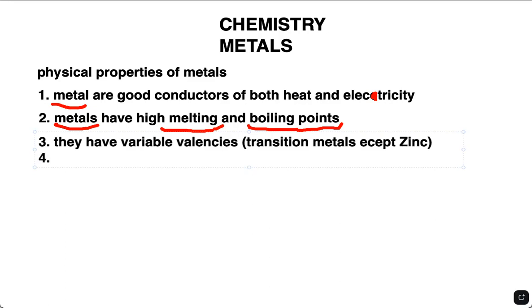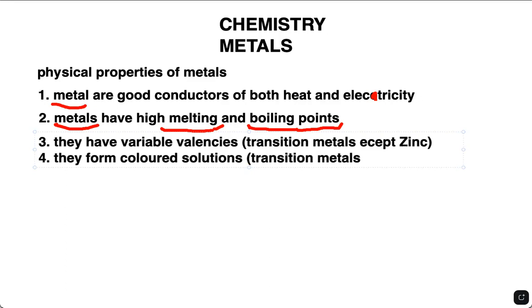Number 4, these metals that have variable valences, and again, except zinc, they form colored solutions. And in most cases, these are transition metals. They will tell you that the particular valence that an element has will determine the color of the solution.